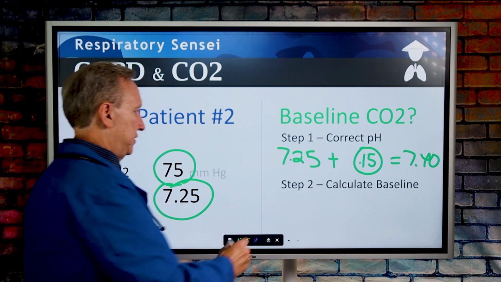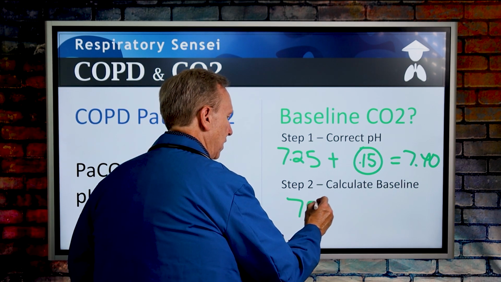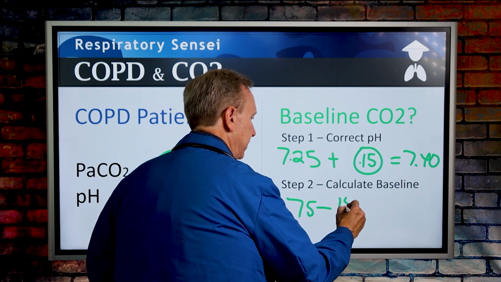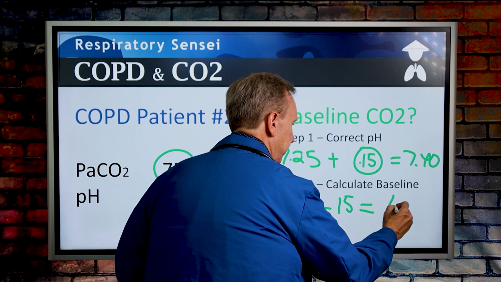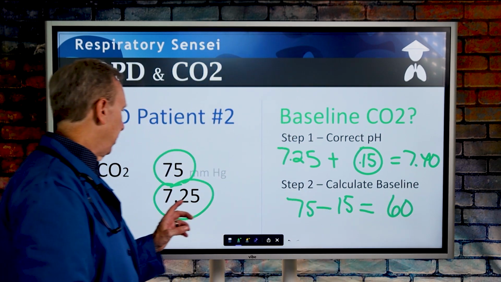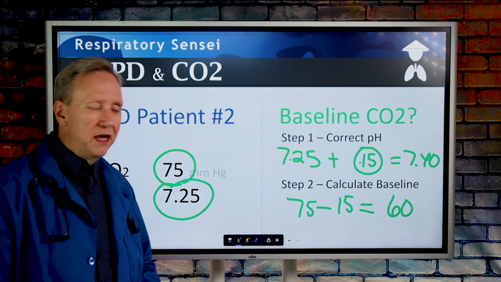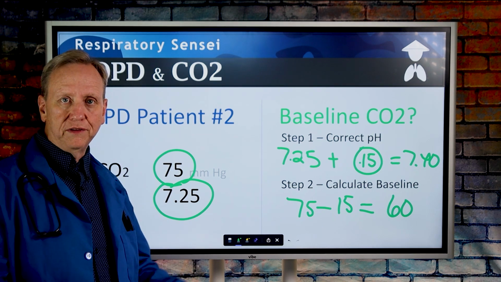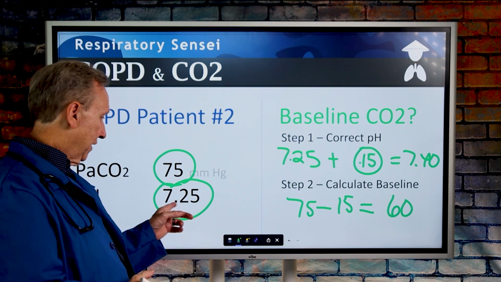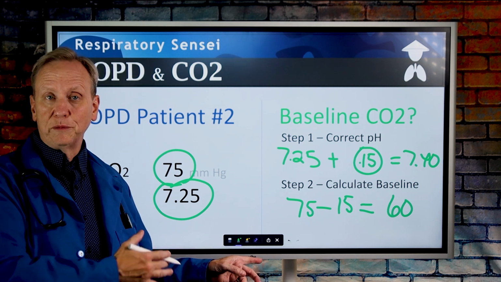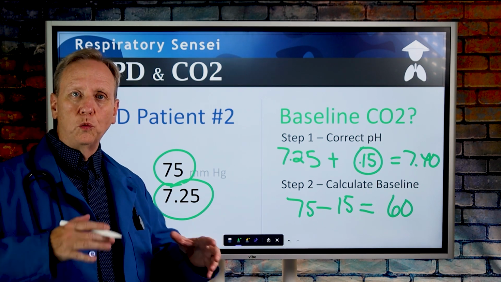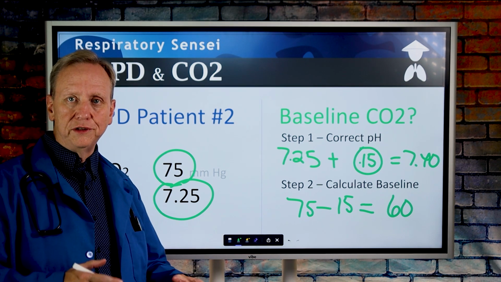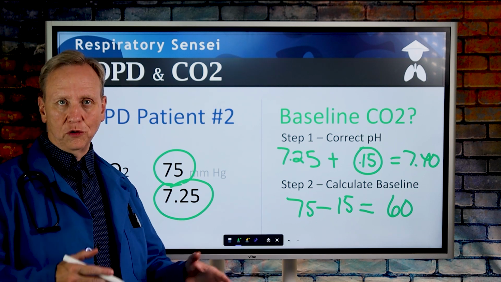Now, in this case, their CO2 is 75, but we're going to subtract the 15, and then that's going to equal 60. So this COPD patient who might be in an ER, they definitely have an acute-on-chronic problem. Maybe they have pneumonia. Their pH is definitely decreased and they're getting acidotic. In fact, this is ventilatory failure. We might have to put them on a ventilator. But the question is, where do they normally live? And the answer is 60. And so they normally live at 60.